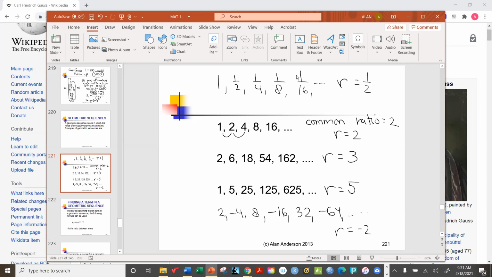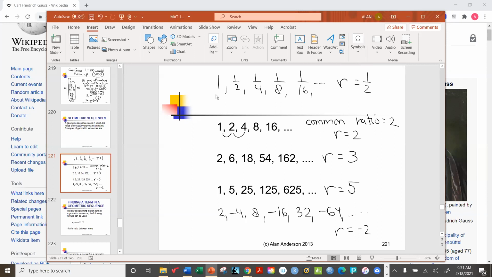Because it's all obviously 2, but because it's negative, every other one is negative and every other one is positive. And then we can combine them and we can have negative fractions too. So anything can be a common ratio. I mean, if we really wanted to get carried away, we could have a radical or anything we want, but we'll try to stick with the integers for the most part, or very simple fractions.